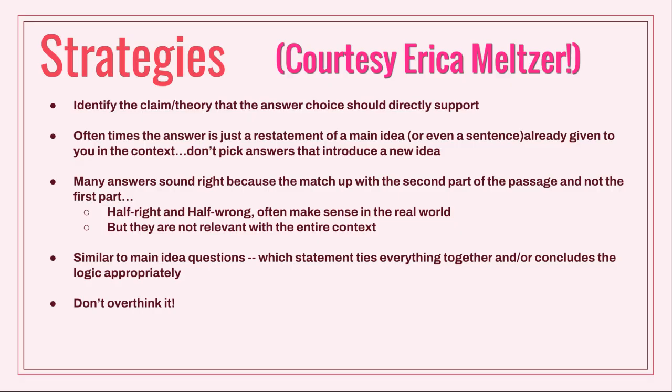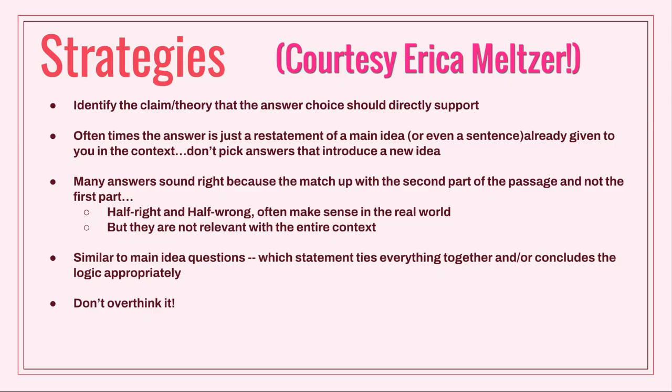Now, many answers do sound right because they are on topic and they match up maybe with the second part of the passage, but they don't match up with the first part. If you ignore the context given to you in the beginning and you're just reading the last sentence and then reading the inference with it, a lot of things are going to sound correct because it seems like they're fitting in with the logic, but a lot of answer choices actually stray away from the context given in the first part of the passage. These are what we call half right and half wrong answers, because usually they do make sense. They could be true, but they're not relevant with the entire context.